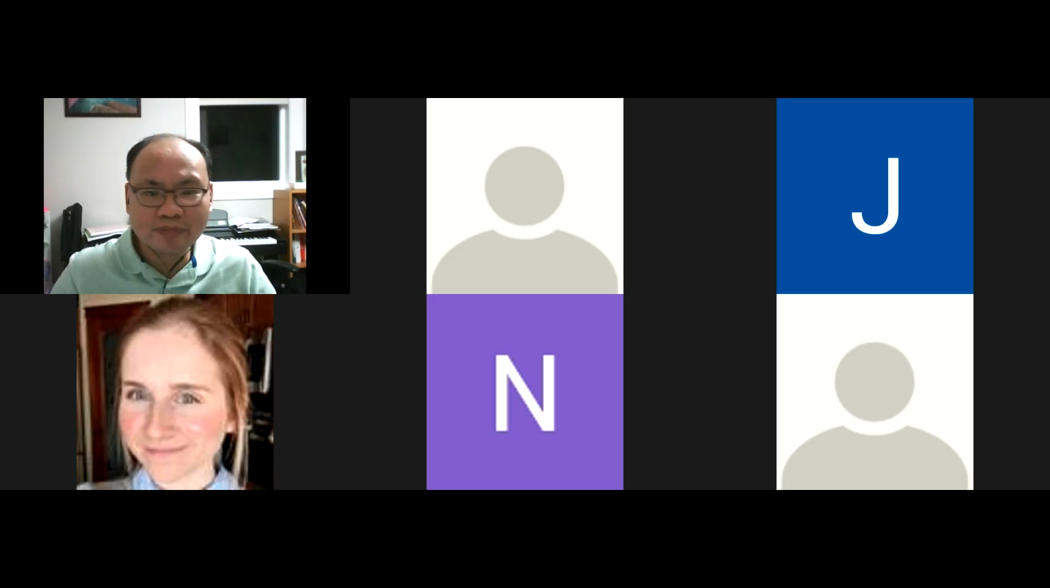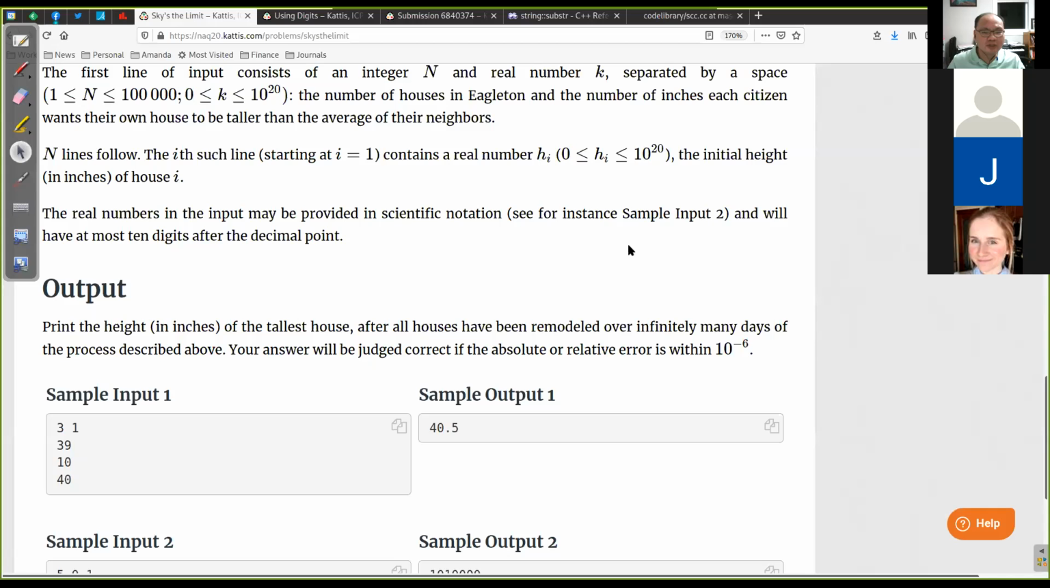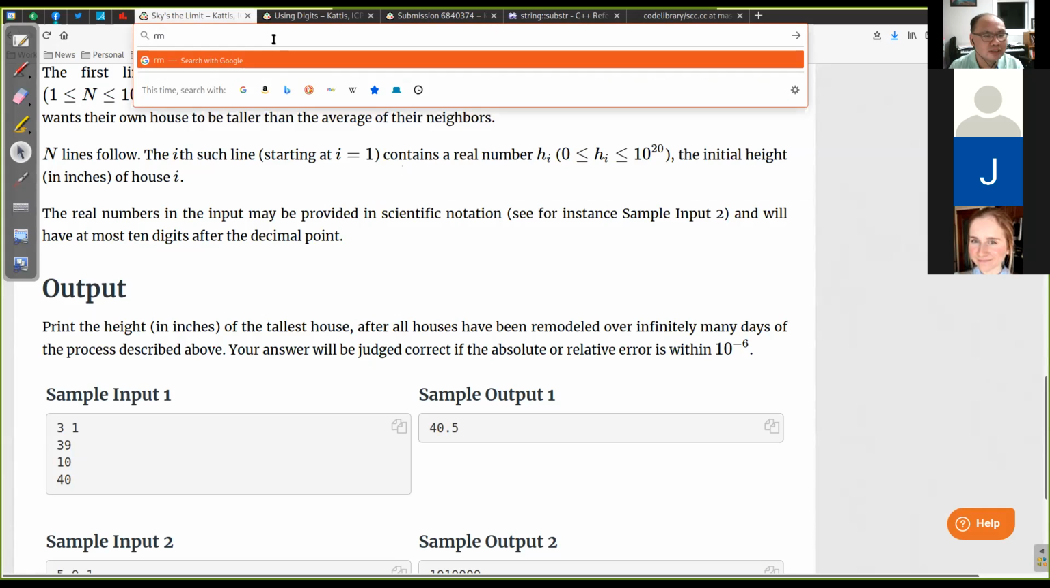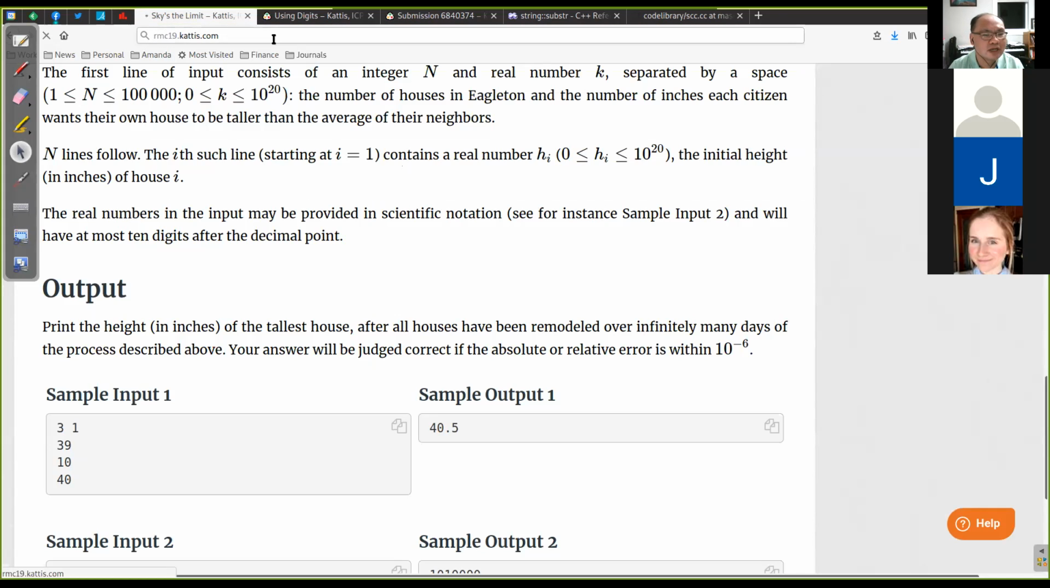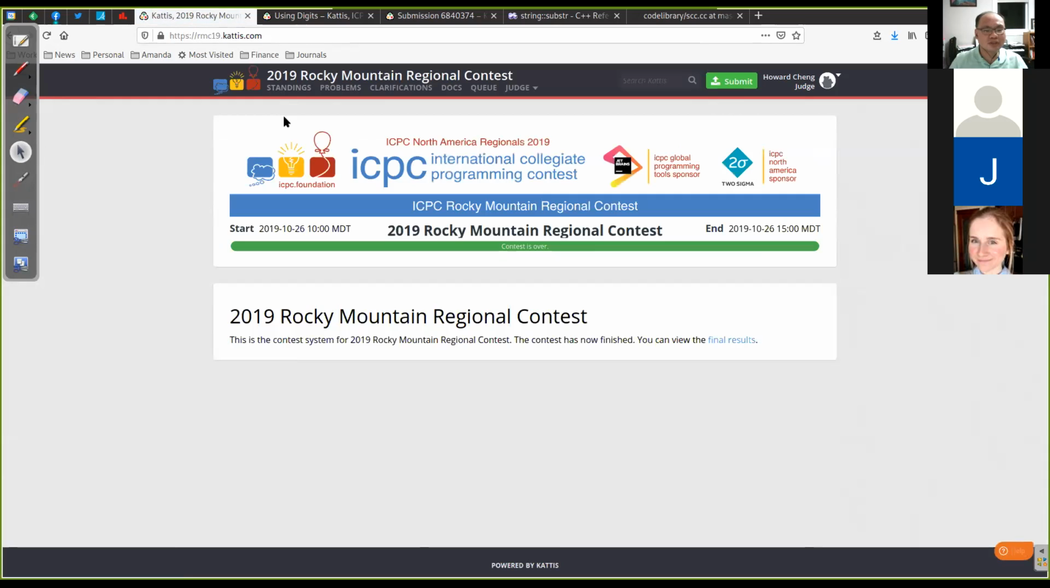So, okay, wait, I stopped the sharing. I want to keep sharing. So what do I want to do? For the not advanced people, most of you have probably not seen the last year's regional, which would be 2 years ago now. So it's rmc19.caddis.com. This is the regional contest from our region last time.